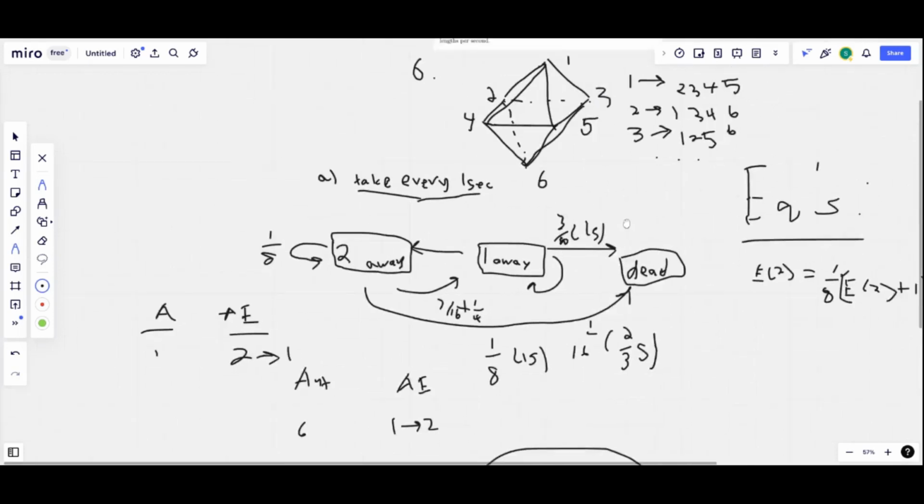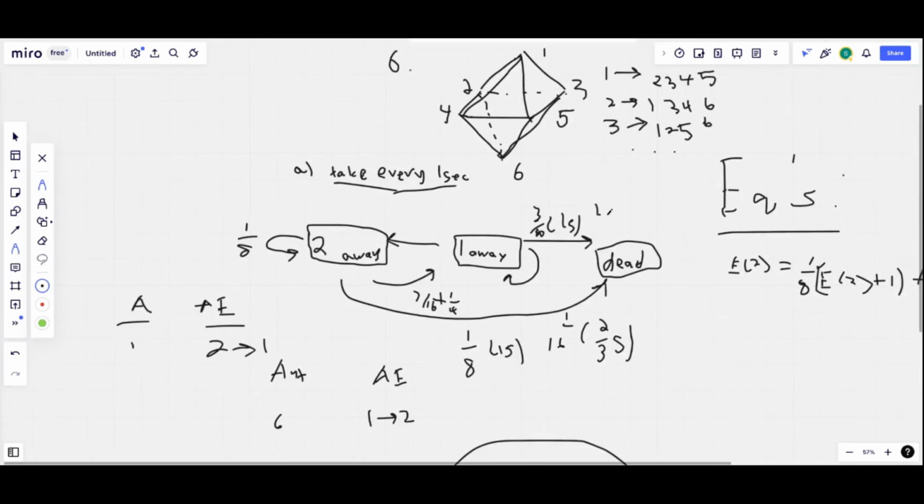And then there's a 1/4 chance that it heads to 2. And then it'll die in 1/3 second, because the total speed of the anteater is 3 side lengths per second, and it's traveling a total of 1 side length.